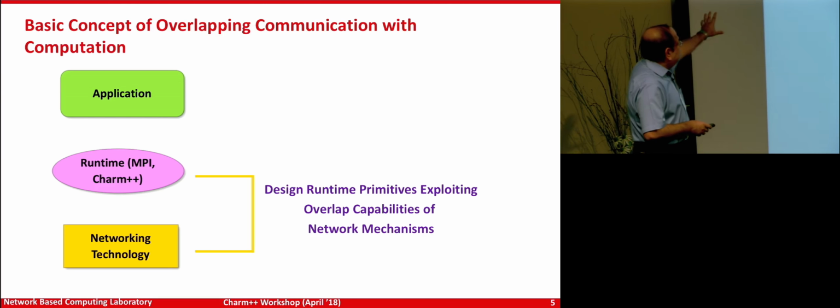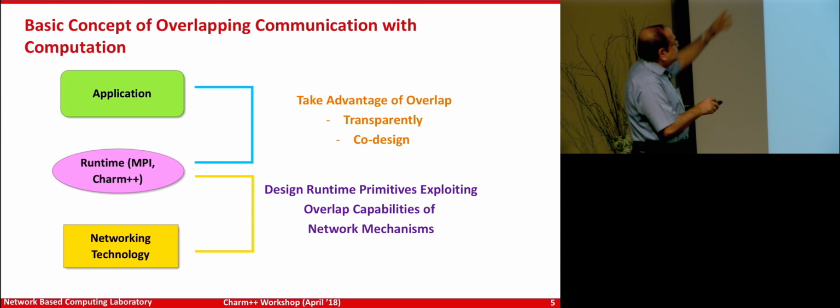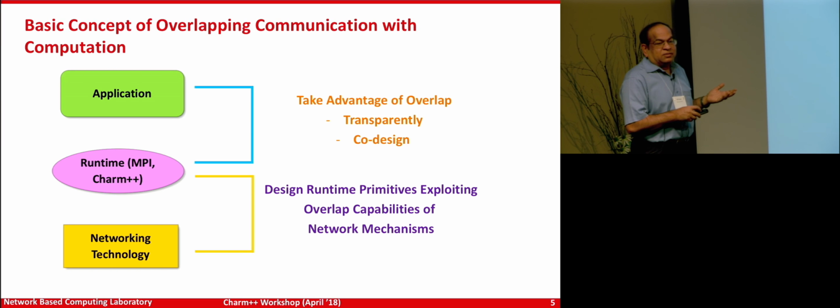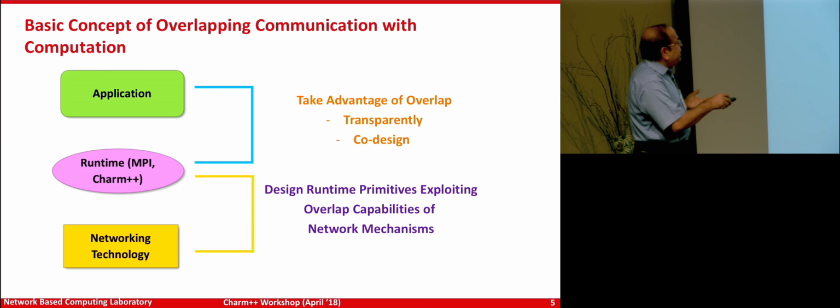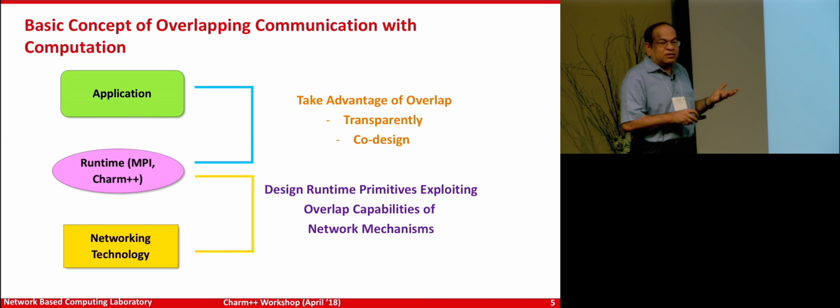Okay, so we have, you name any of the runtimes here: MPI, Charm++, UPC, UPC++, name anything. We need to work here to make sure that we are trying to exploit the overlap capabilities of the network mechanism. And then of course the next goal is the application. Once we know what it provides, either the application can take advantage of it in a transparent manner, or it can actually try to do the co-design.